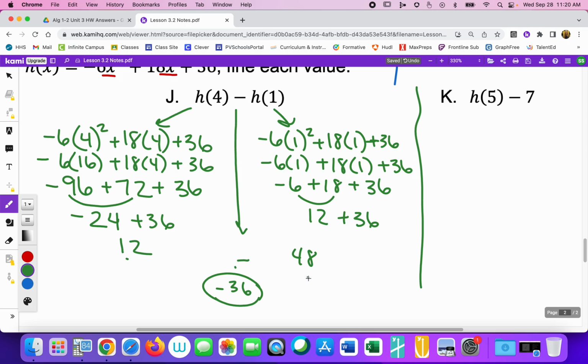But isn't it squared? Okay, so if you're plugging in 1, isn't the 1 squared? Yes, but 1 times 1 is just 1. Oh, I did 1 times 2. Yeah. Be careful with that. Okay. So the h of 4 value is 12, h of 1 is 48. The difference between the two is negative 36 in that order.